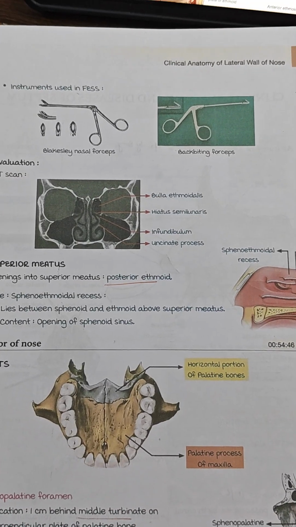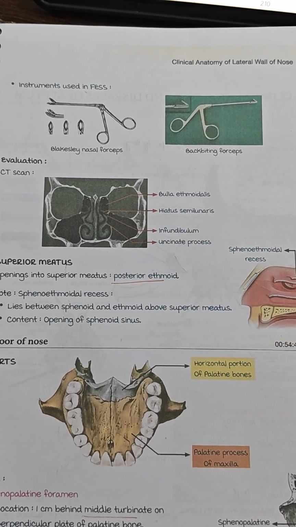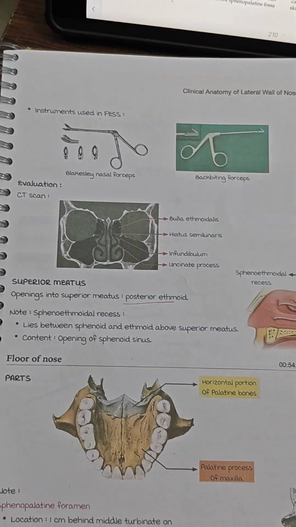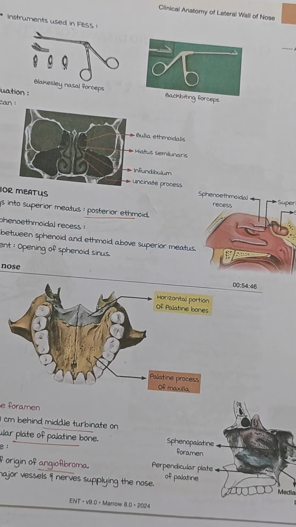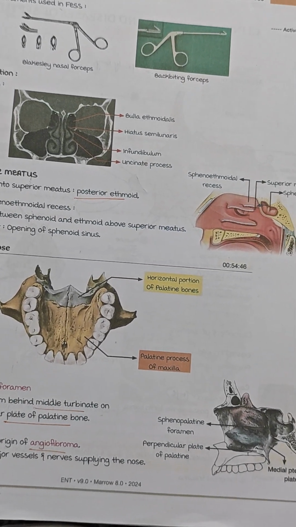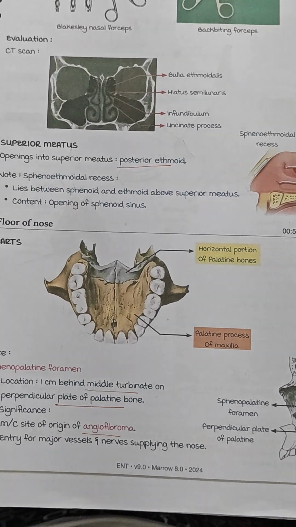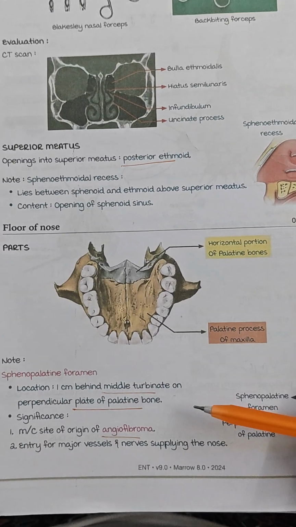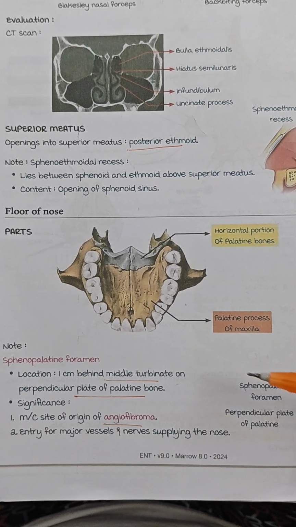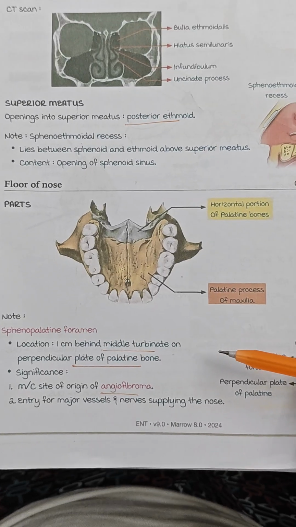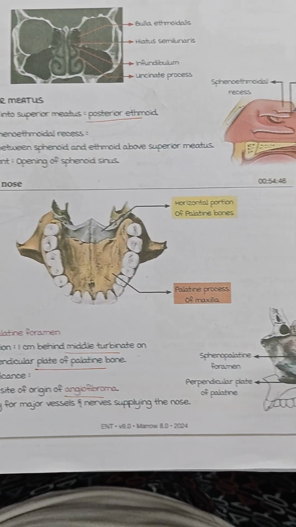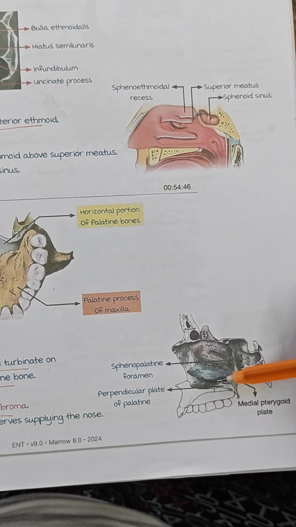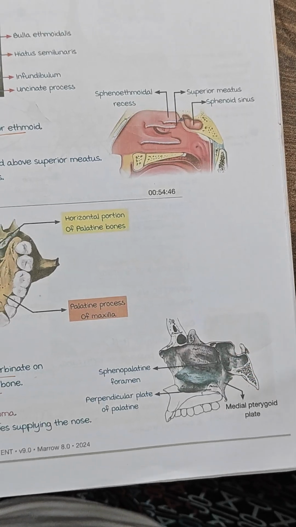Among the important structures are the eustachian tube and the sphenopalatine foramen, which is situated in the lateral wall of the nose. It is located 1 centimeter behind the middle turbinate on the perpendicular plate of the palatine. What is its significance? It is the most common site of origin of angiofibroma and the entry for major vessels and nerves supplying the nose. In this diagram, we can see the sphenopalatine foramen here, the perpendicular plate of the palatine, and here the medial pterygoid plate.